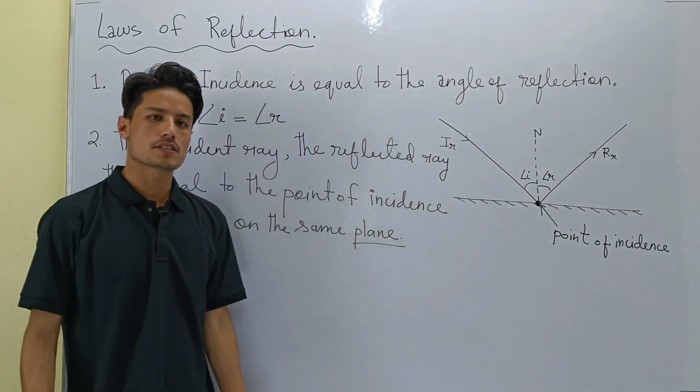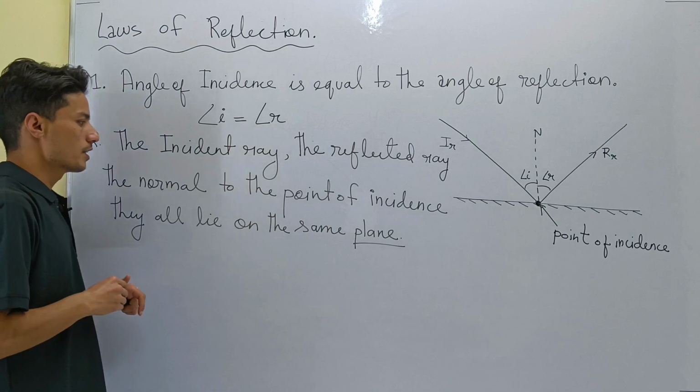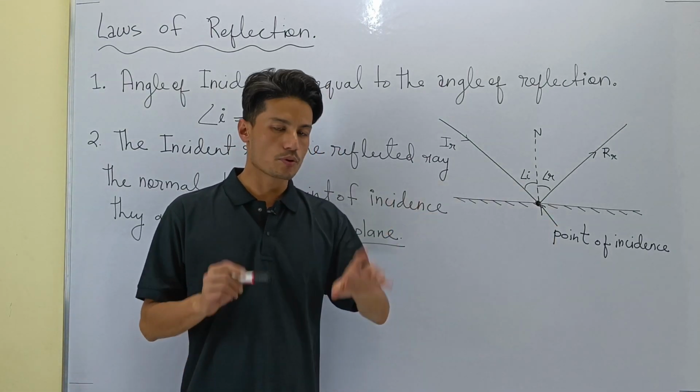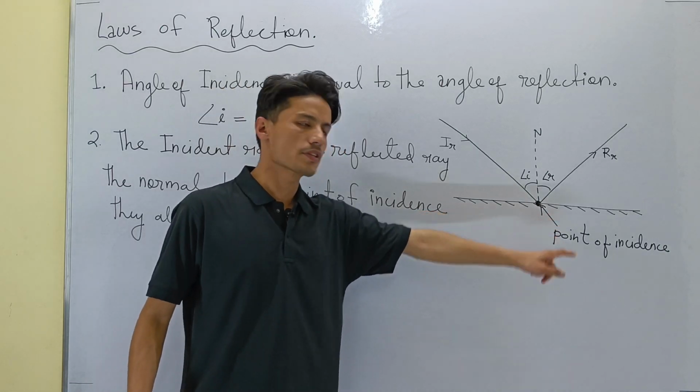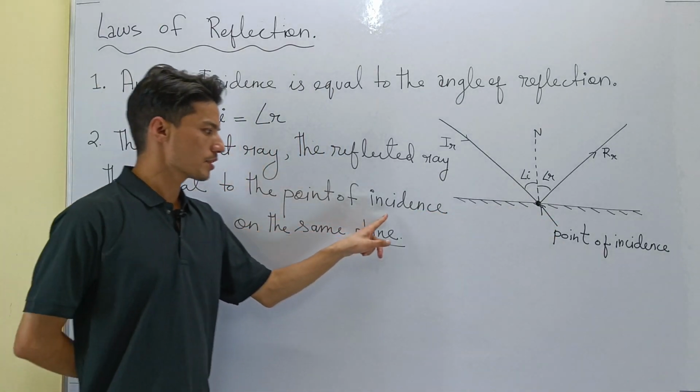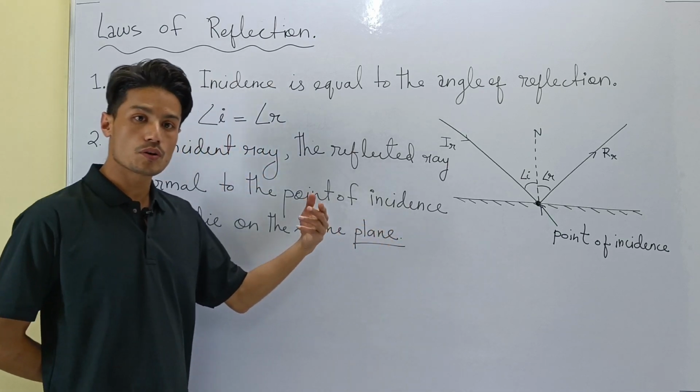The point of incidence is very important, especially to understand the second law of reflection. So you have to understand this point of incidence. The point of incidence is very important when it comes to the second law of reflection. I'll tell you why now.